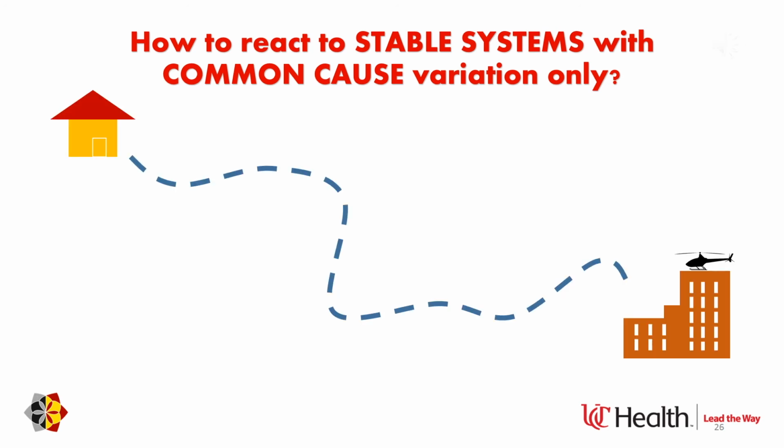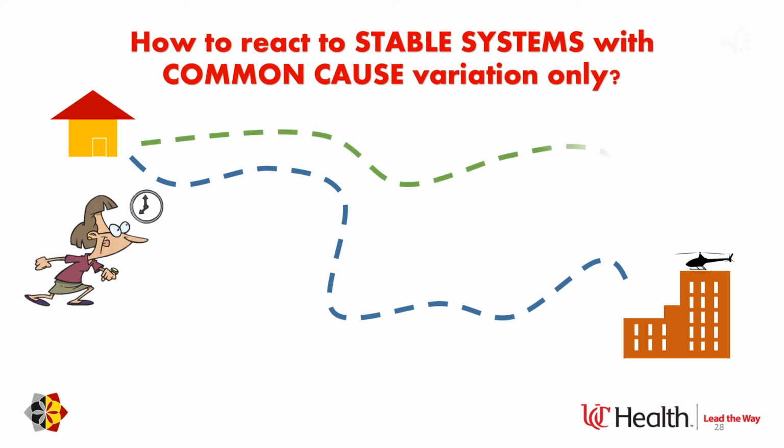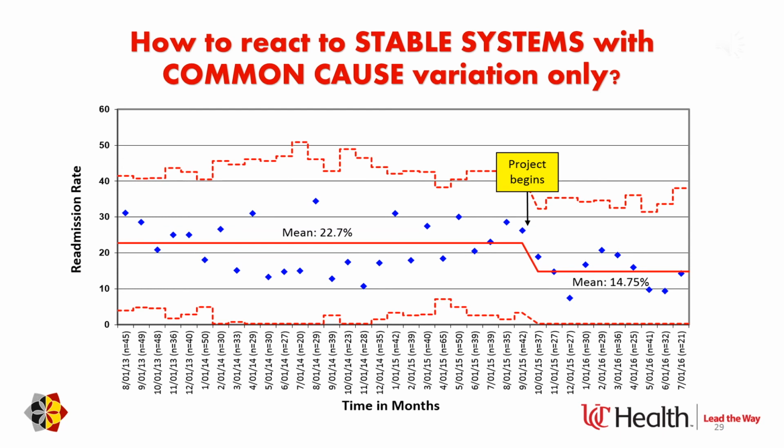In the example of our traveler who is dealing with a stable system with common cause variation only, if he expects different results, then he has to change the system. An example would be to leave home 30 minutes earlier when the traffic on the road and the parking lot would be different. Or find a new route to the hospital. In the case of COPD readmissions, since the team was dealing with a stable system delivering suboptimal results, they had to redesign the whole system. Their intervention was a system redesign, which led to the change in the outcome.